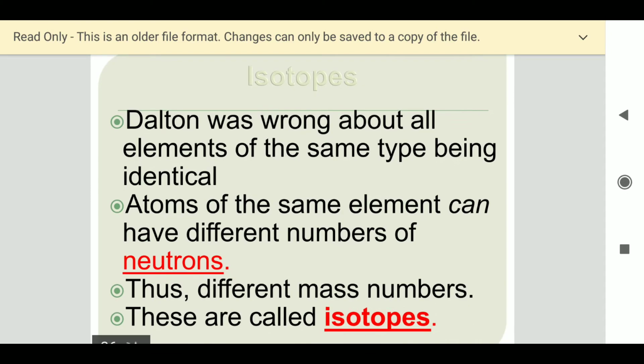Now about isotopes. Dalton was wrong about all the elements of the same type being identical. The statement given by him was that the atoms of the same element cannot have different numbers of neutrons, thus different mass numbers. तो क्या बताया था उन्होंने कि एटम्स जो सेम एलिमेंट के एटम्स हैं, कैन हैव डिफरेंट नंबर ऑफ न्यूट्रॉन्स, और अगर डिफरेंट नंबर ऑफ न्यूट्रॉन्स होंगे तो मास नंबर भी अलग होगा, जबकि ये गलत था. So these are called isotopes.